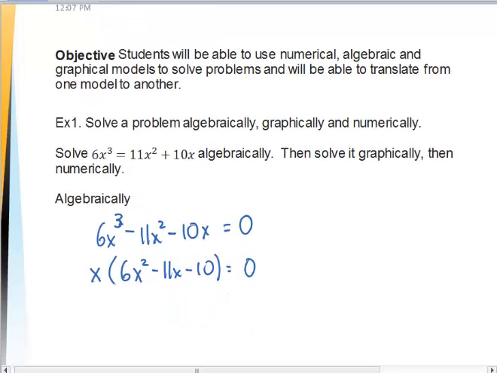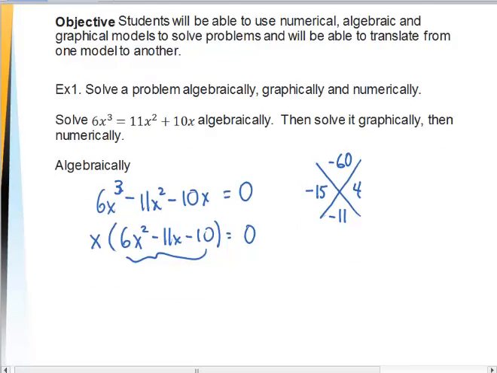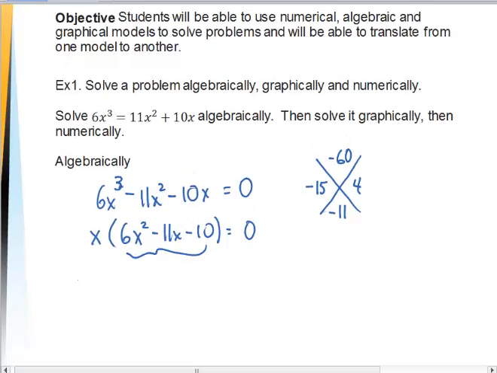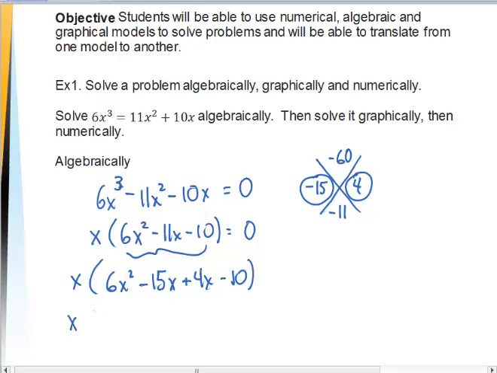and now I'm going to factor the trinomial, and I'm going to think for these three terms, what multiplies to give me negative 60 and adds to give me negative 11, and that's going to be negative 15 and 4. I'm going to break up my factors, so I have x out in front, I'm going to have 6x squared minus 15x, that's from that 15 part, plus 4x, that's from that part, minus 10. And now within these four terms, I'm going to do grouping.